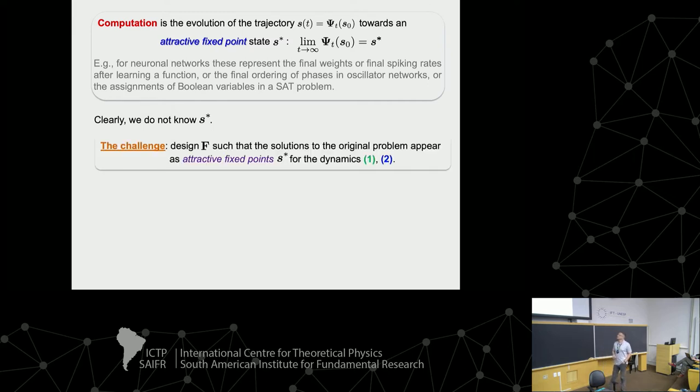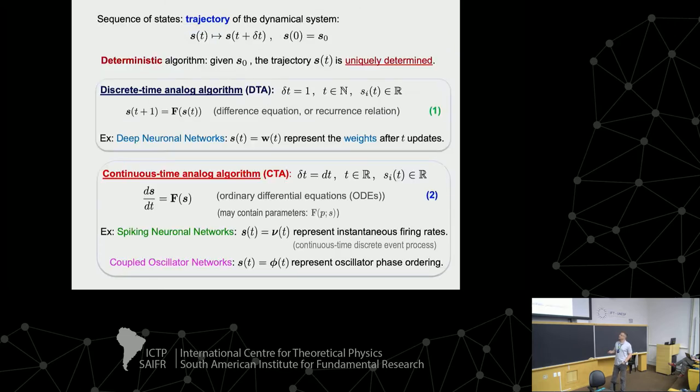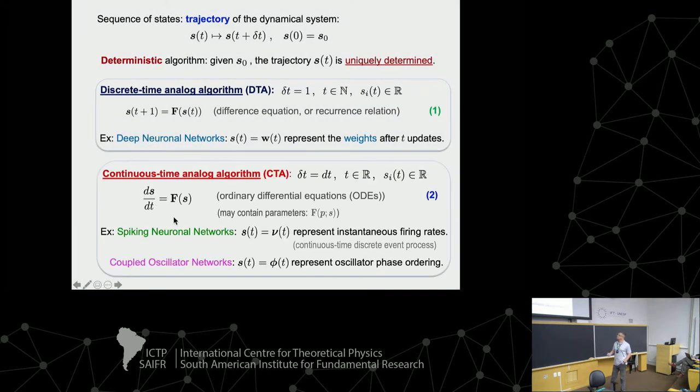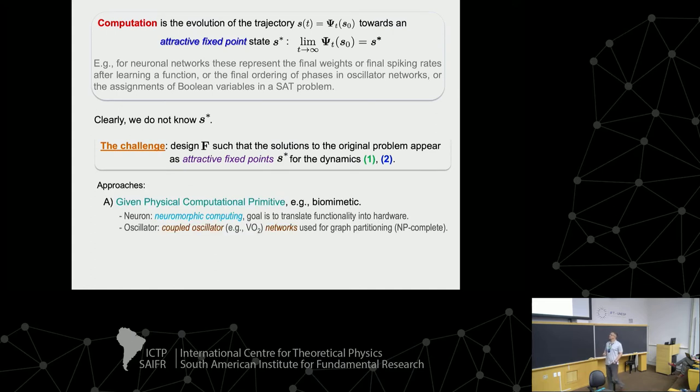So the challenge is to design the right-hand side of your system, this part, the right-hand side, such that there is such an attractive fixed point. If there is a solution to your original problem, it appears as an attractive fixed point, and of course, you don't get stuck in other non-solution attractors either.